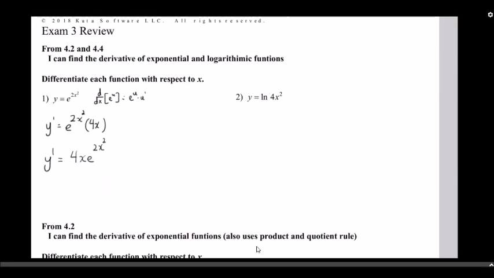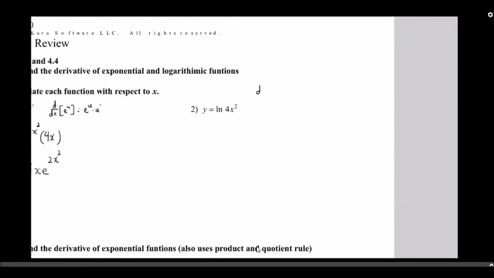Question 2, the rule we're using here, the derivative with respect to x of the natural log of u is equal to 1 over u times u prime. And this would be considered our u function there.